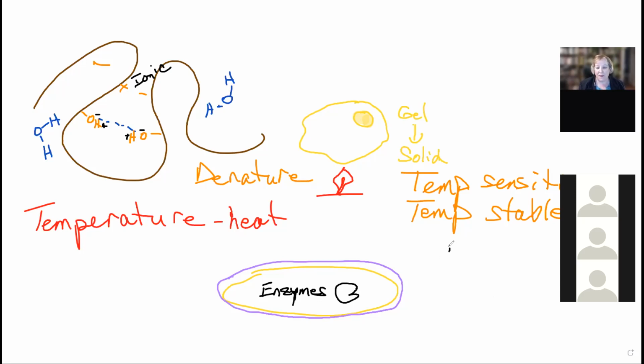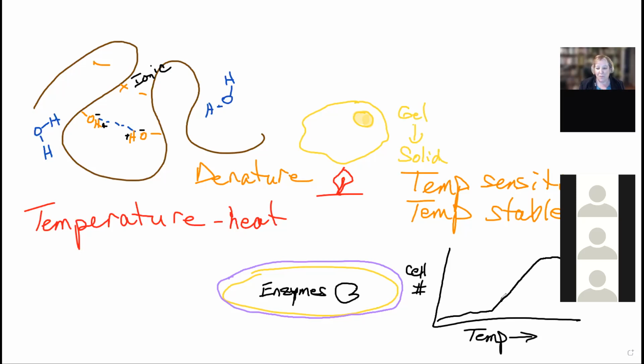So if I had a graph that showed temperature, oops, I've got it going the wrong direction. This part would be cell numbers, and this would be temperature. As I'm growing microbes in the lab, I'm going to see them kind of, we're not happy. We're just going to stay asleep. And then when we hit a certain temperature, and it's different for each kind of microbe, then we're going to start seeing them wake up and dividing. And then they're going to plateau, and then they're going to drop off to nothing.